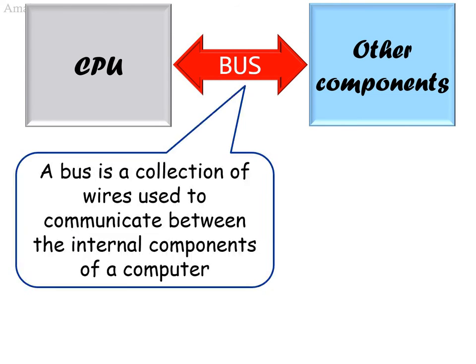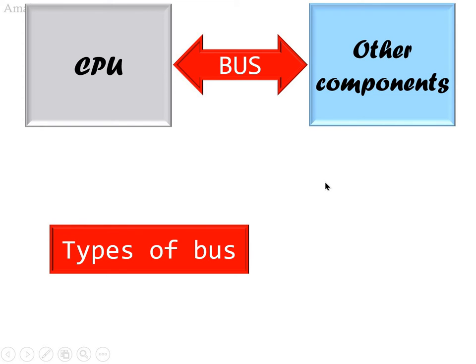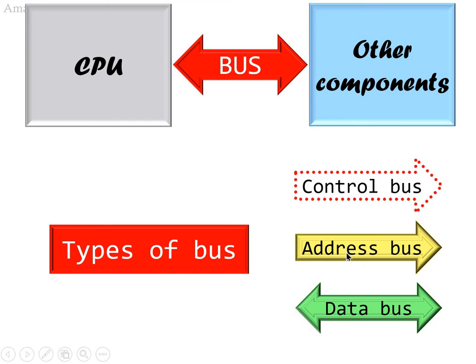What is a bus? A bus is a collection of wires used to communicate between the internal components of a computer. There are three types of bus: control bus, address bus, and data bus. Note that control bus and address bus are unidirectional. The data bus is bidirectional.